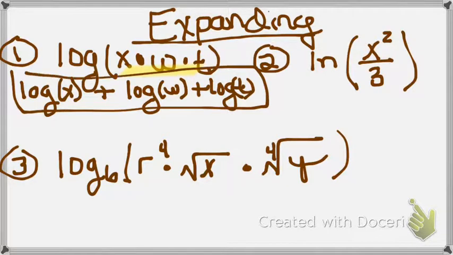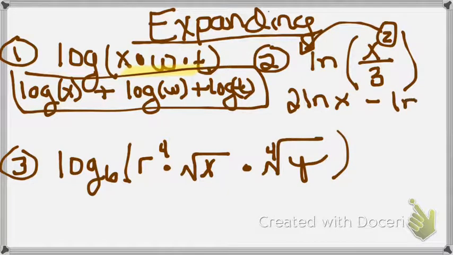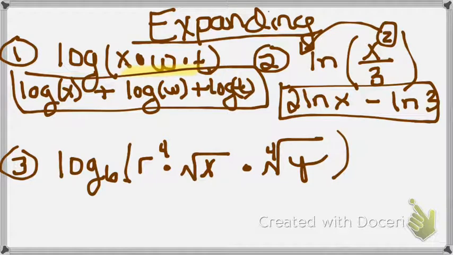That's it expanded. This next one, we have an exponent, and we have a division symbol. So that means we're going to be subtracting. So 2 ln x minus ln 3. Yay for examples that work.